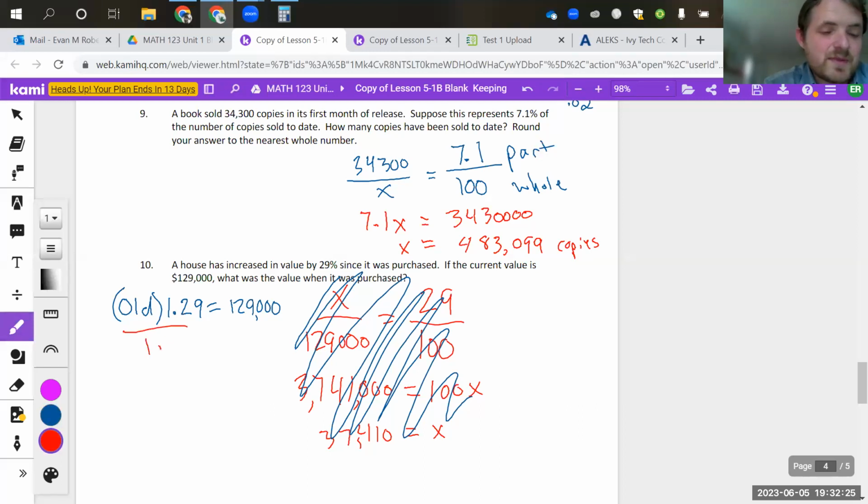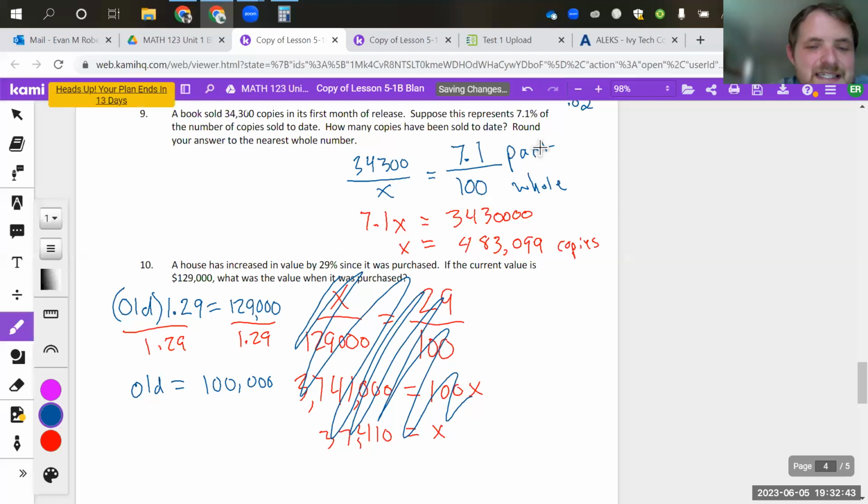By the way, there are so many ways to do this, so if you're finding a better way, I support you doing it a different way. If you divide by the 1.29 on both sides, you end up with $100,000. You probably could have got there logically, since it's such a nice number.